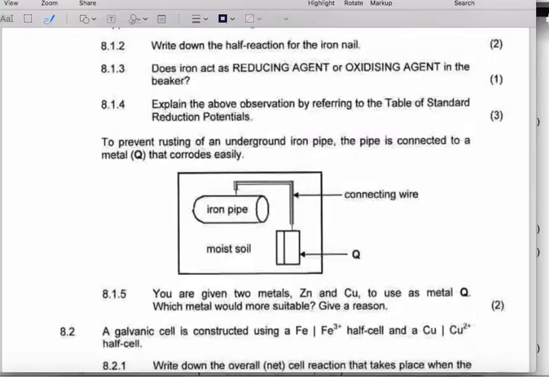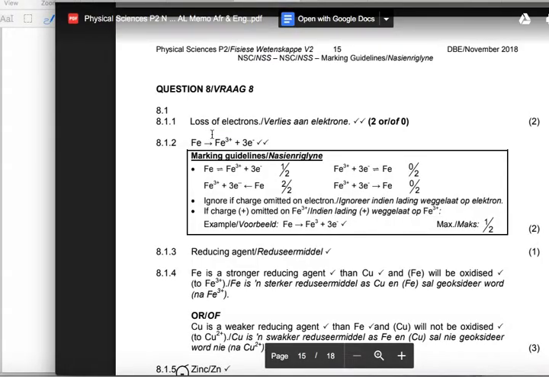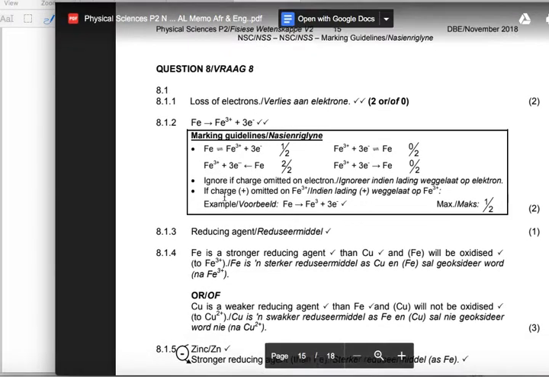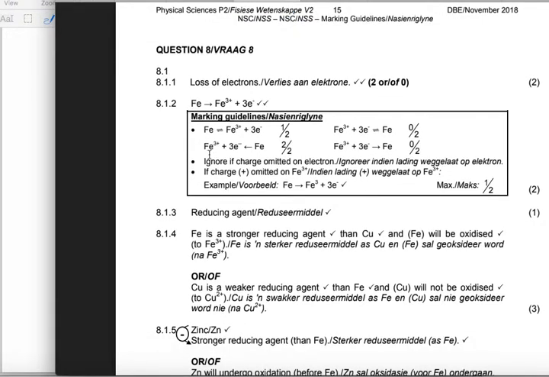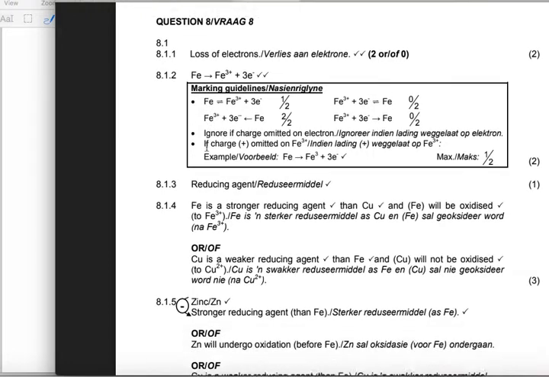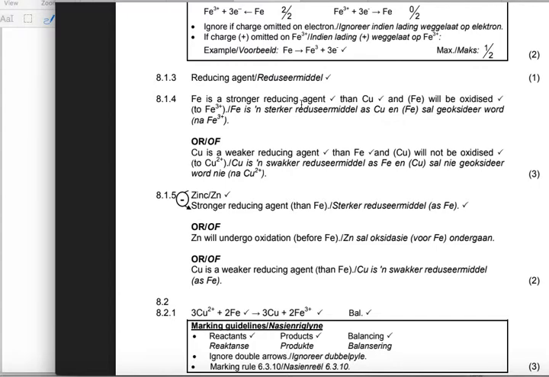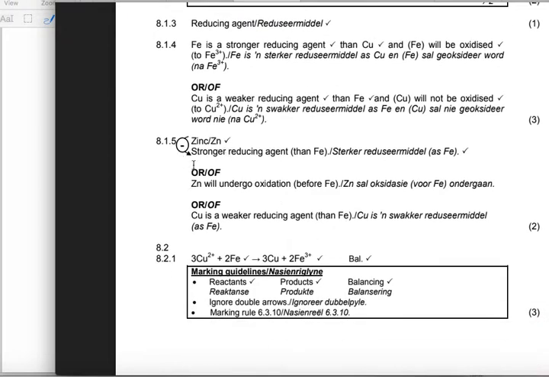If we go to the memo, there they give the answers: loss of electrons, 2 marks. Here they give the correct reaction. We say that the iron was the reducing agent. Iron is a stronger reducing agent than copper. Right, we've seen all that. And here comes to our answer. Zinc was the one because it is a stronger reducing agent, or it's higher up on that table.